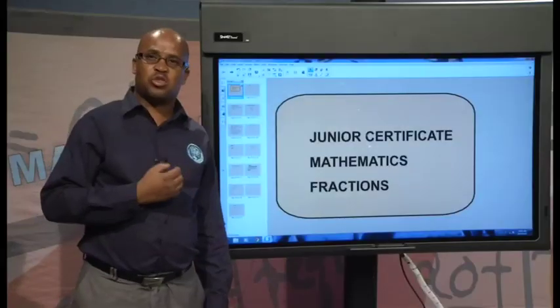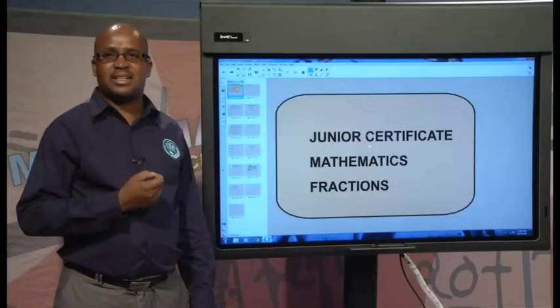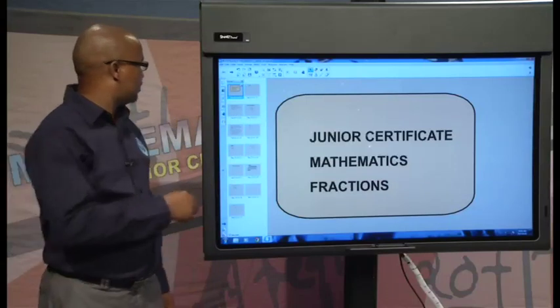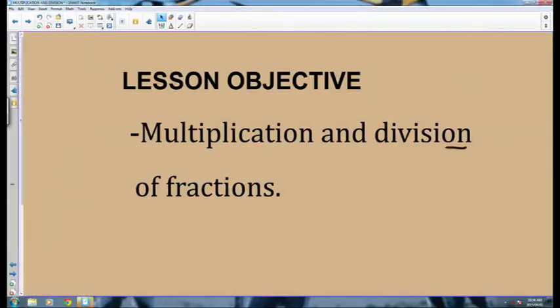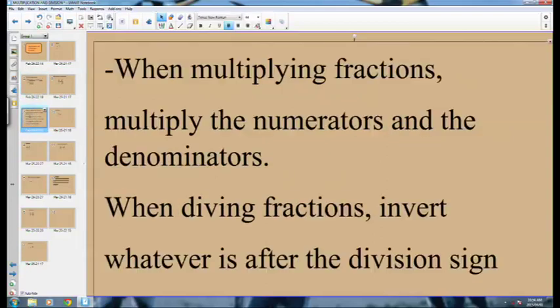Before we can develop this topic further, let us have a look at the lesson objectives. The lesson objectives say multiplying and dividing of fractions. So we are going to be multiplying and dividing fractions. This is what is going to guide us in our lesson. Let us have a look at what fractions are.